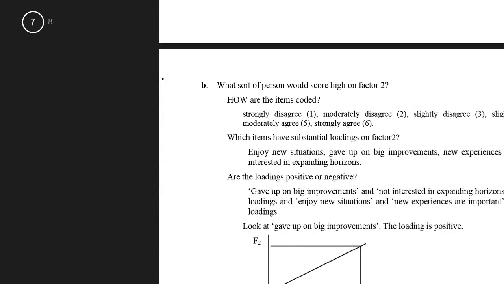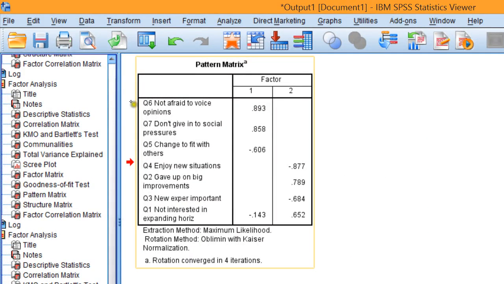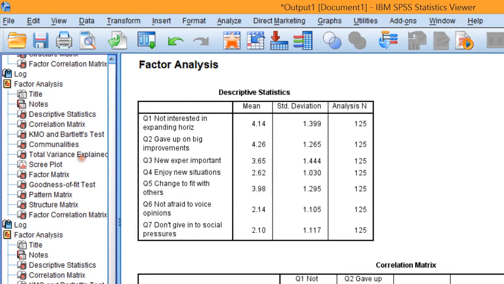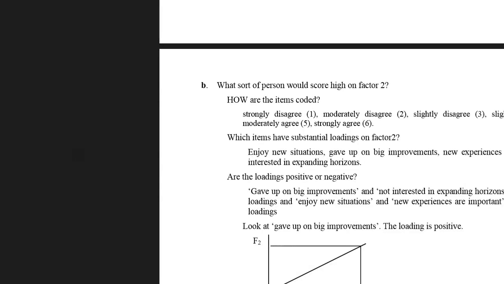So for factor 2, what sort of person would score high on factor 2? We've basically got the items gave up on big improvements, which is negatively worded, and not interested in expanding horizons. So they have positive loadings, and enjoy new situations and new experiences are important have negative loadings. So over here, you can see enjoy new situations and new experiences is negatively loaded. The other 2 are positively loaded. So basically, if you gave up on big improvements, the loading is positive. So if you strongly agree that you give up on big improvements, you will score high.